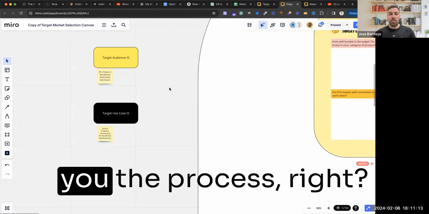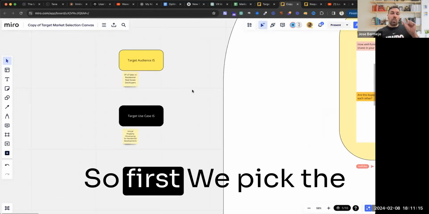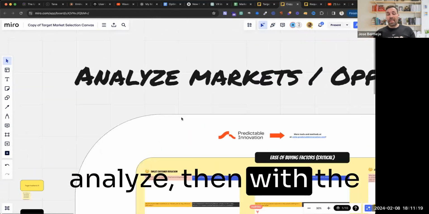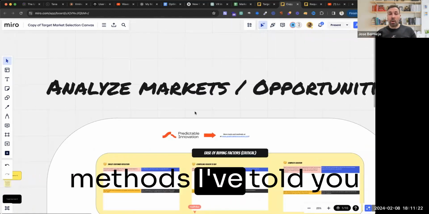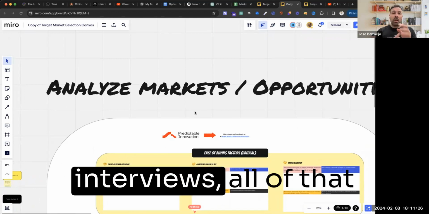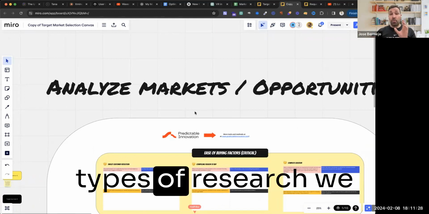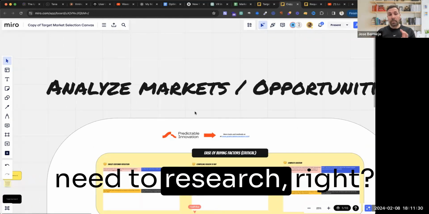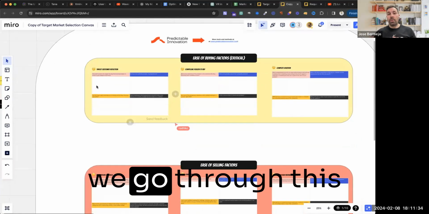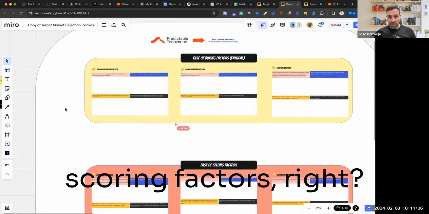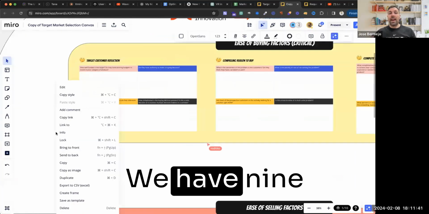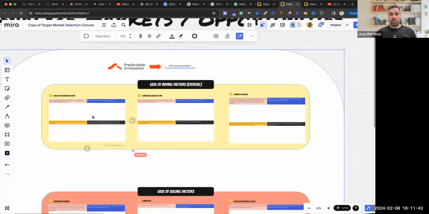Now I'm explaining you the process, right? So first, we pick the market we want to analyze. Then with the methods I've told you in the first session, which is customer interviews, ecosystem interviews, all of that types of research, we need to research, right? And with the findings of the research, we go through these scoring factors, right? So these are different types of factors. We have 9 types of factors.